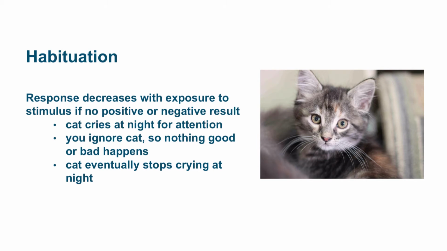Habituation is a response that decreases with exposure to a stimulus if no positive or negative result happens. So the response decreases if the animal gets no response from it. So an example of that is seen with my kitten picture here. A cat cries at night for attention. If you ignore the cat, it doesn't get anything from you, either good or bad. Eventually, the cat will habituate and will stop crying at night.